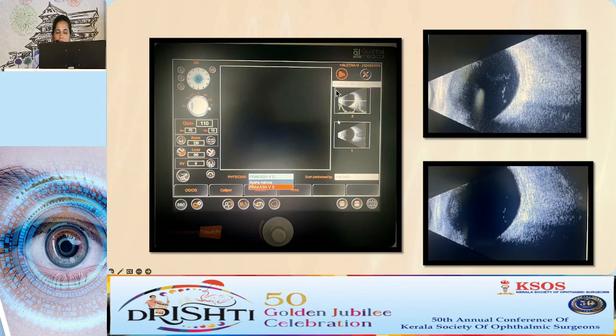This is our B scan machine, which indicates the gain we normally use, that is 110. And this is the patient when the B scan is done at 110 gain. But when the gain was reduced to 94, we can see that the abnormal echoes are reduced and only a few echoes are persisting compared to the previous one.